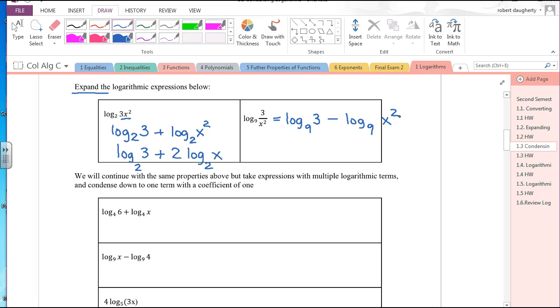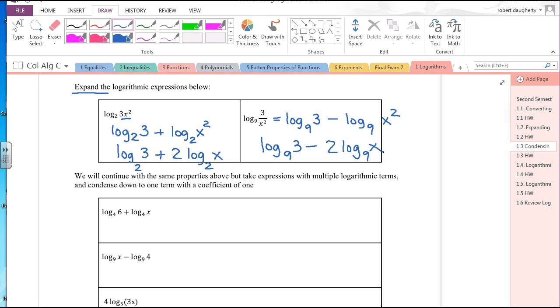Now I've got log base 9 of 3. That's about as far as that can go. But if I look at the x squared, is that a product, power, or a quotient? That's a power. So this is going to be log base 9 of 3 minus 2 log base 9 of x. So that's fully expanded.